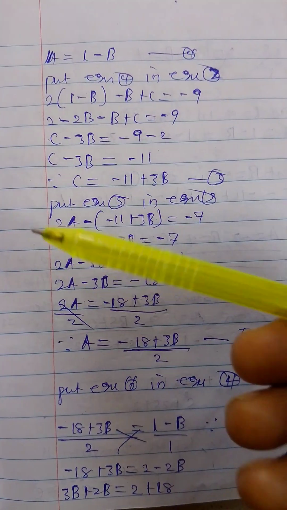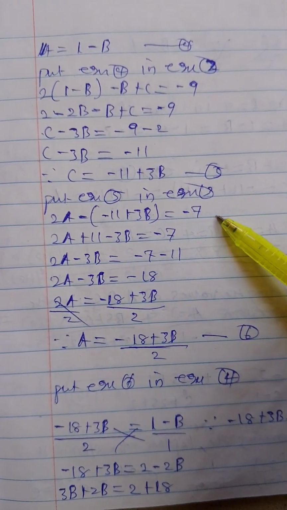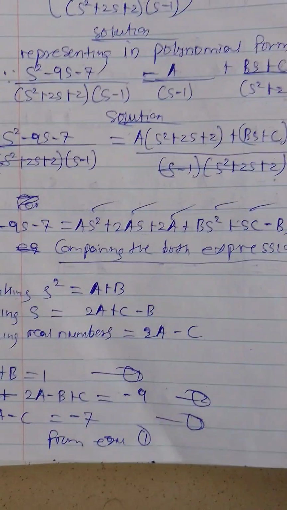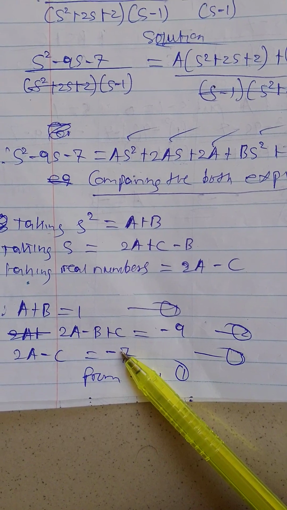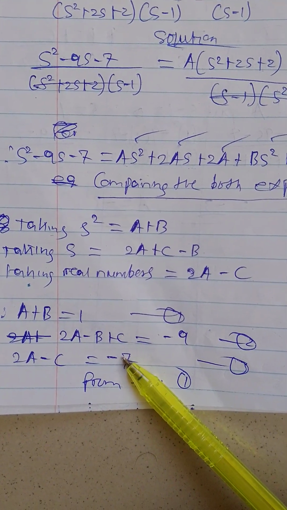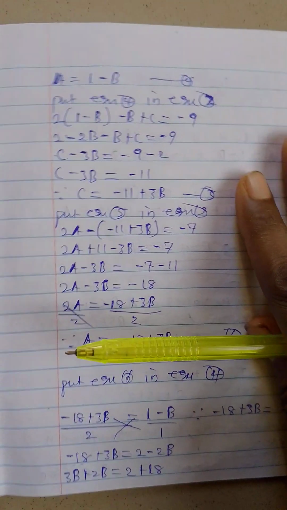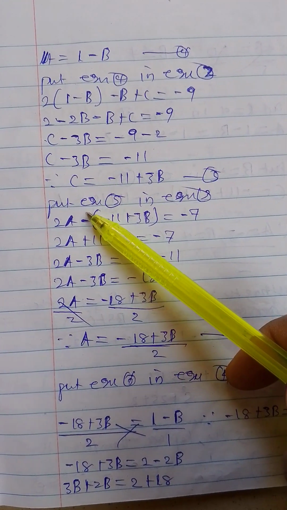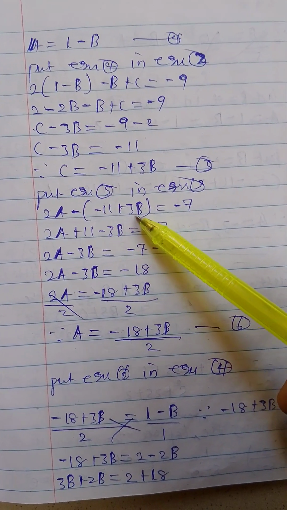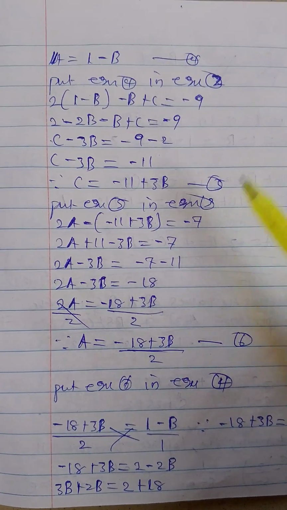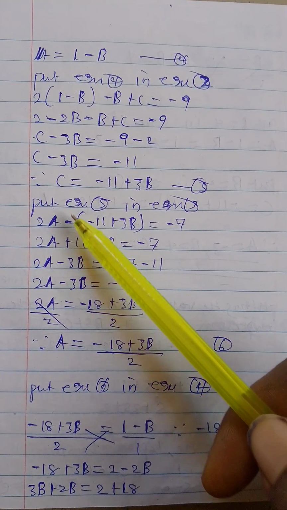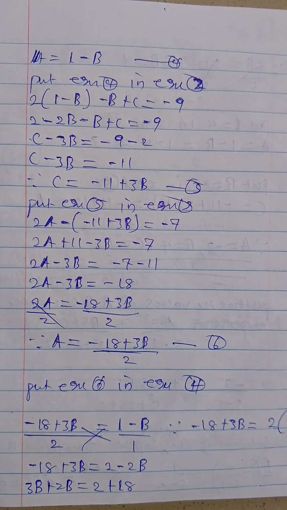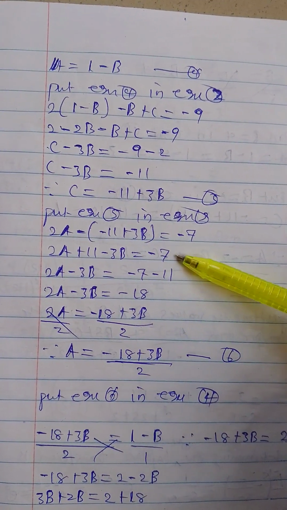So after doing that, what do you do? Put equation 5 in equation 3. This is my equation 3, right? In equation 3, any place I see c, I put minus 11 plus 3b. So that becomes 2a minus (minus 11 plus 3b) is equal to minus 7. So 2a, minus times minus will give you plus 11. Minus 3b, which is equal to minus 7.